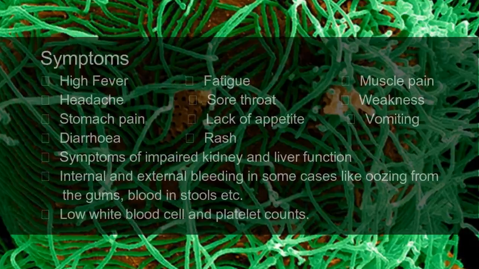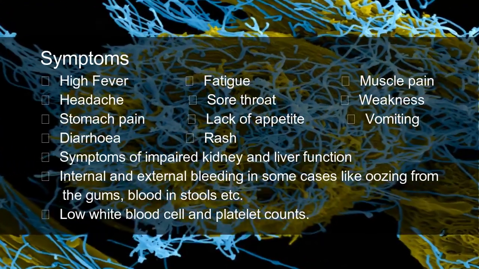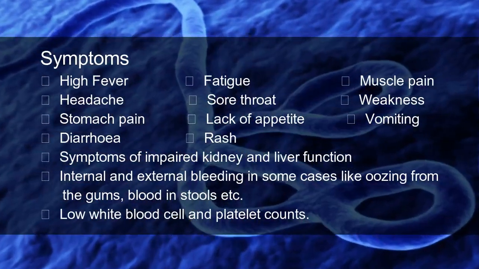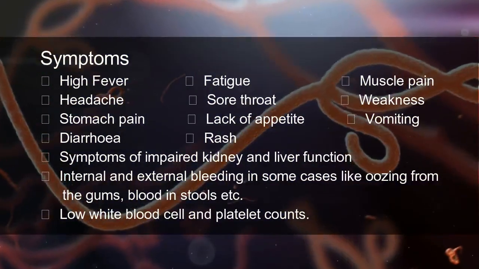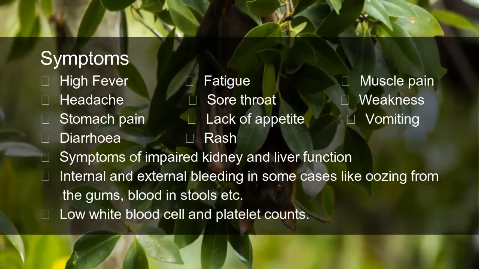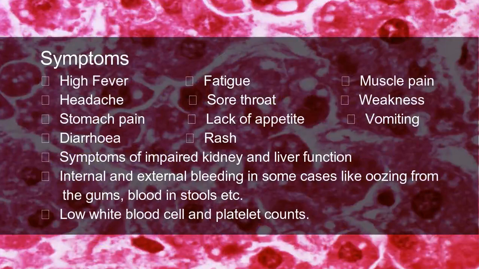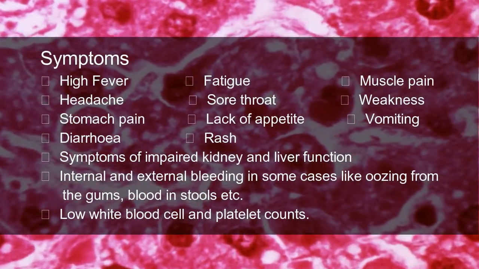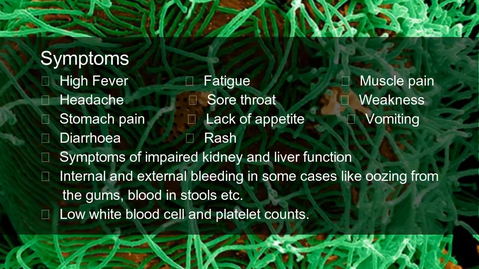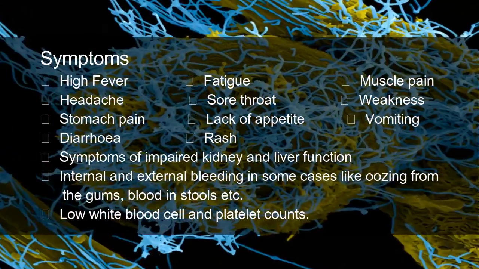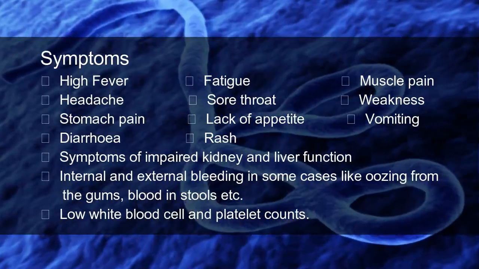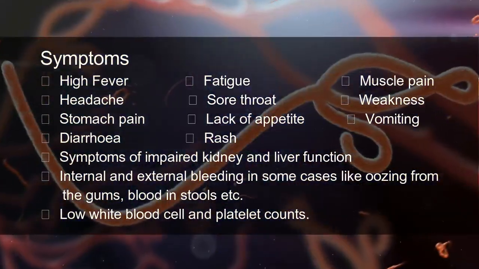Symptoms. The time interval from infection with the virus to onset of symptoms is from 2 to 21 days. If a person is infected with Ebola, but until symptoms arise, the disease will not spread. The symptoms are high fever, fatigue, muscle pain, headache, sore throat, weakness, stomach pain, lack of appetite, vomiting, diarrhea, rash, symptoms of impaired kidney and liver function, internal and external bleeding in some cases like oozing from the gums, blood in stools, etc., and low white blood cell and platelet counts.